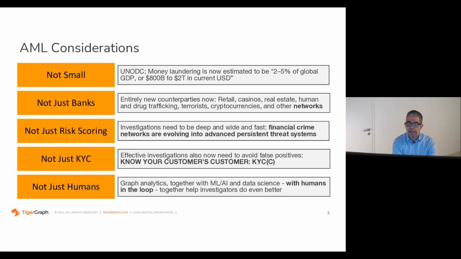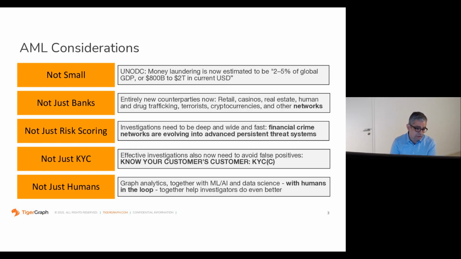It's more than just risk scoring, as the threat vectors get more complex. It's not just a simple threshold that you set and then you get a suspicious activity report. It's about getting deeper, wider, and faster investigations and analytics of your data. It's not only about know your customer. It's know your customer's customer. Sometimes it's about knowing your customer's customer's customer. So the traversal of that data is getting more and more complex.